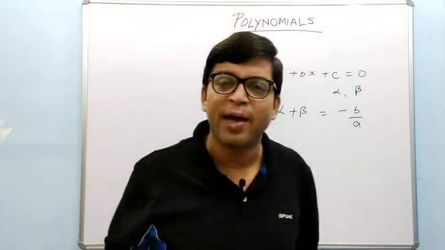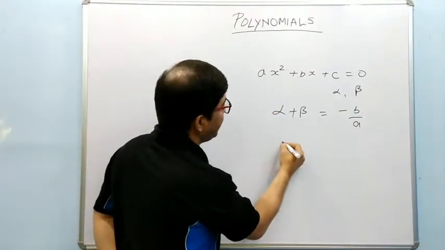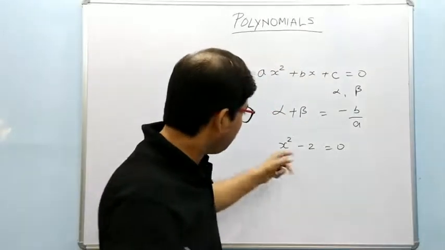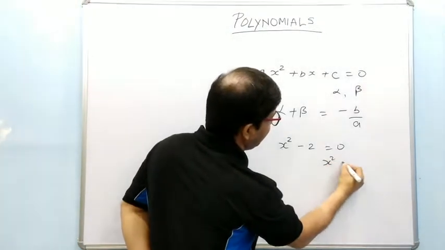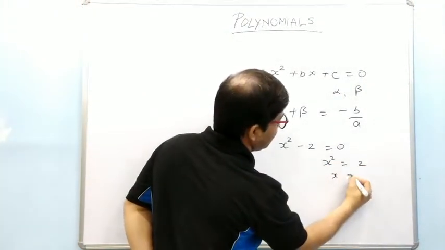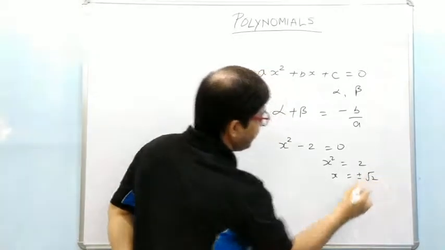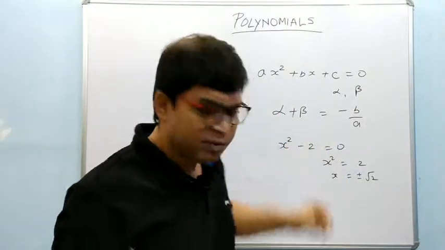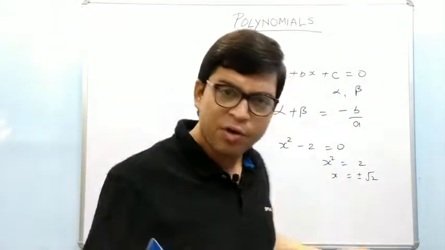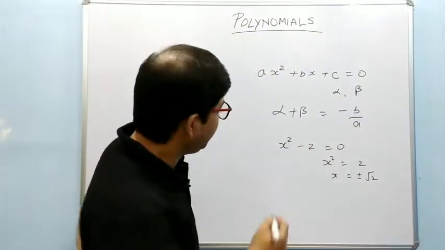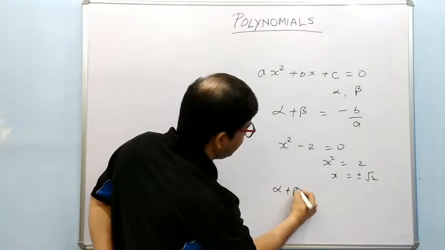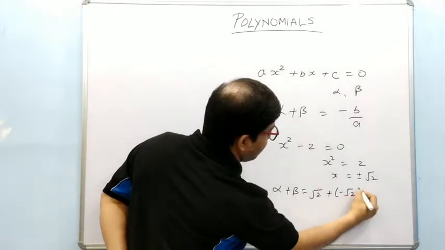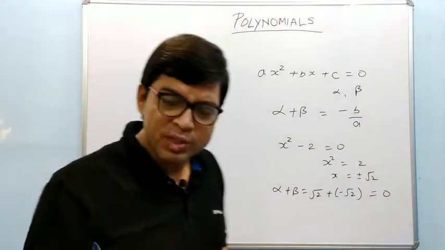You can easily verify. I am writing one example. Suppose an equation is like that, x square minus 2 is equal to 0. So what are the roots of this? x square is equal to 2, so x is equal to plus minus root 2. So alpha is plus root 2 and beta is minus root 2. We are just going to see whether this is correct or not. For that example, alpha plus beta is equal to plus root 2 plus minus root 2. Do you know this is 0? So the sum of roots is 0.